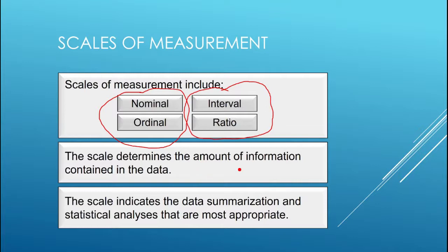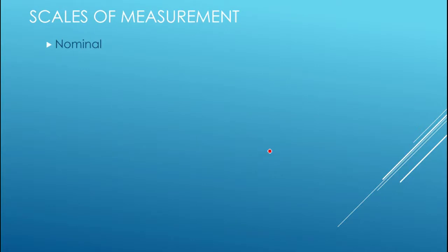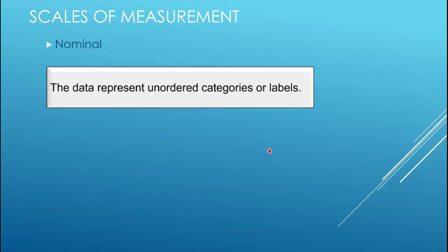The scale really determines the amount of information contained in the data, and it determines the types of analyses you can do with the data and the types of graphs or tables that are appropriate for that type of data. So it's important to understand the scales of measurement. Nominal data first. Nominal data is data that represent unordered categories or labels.